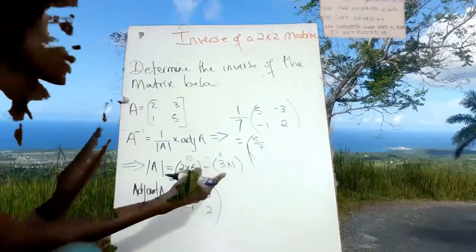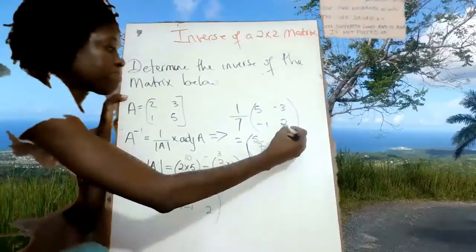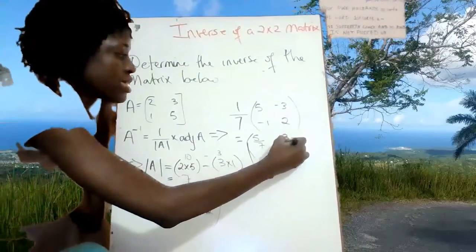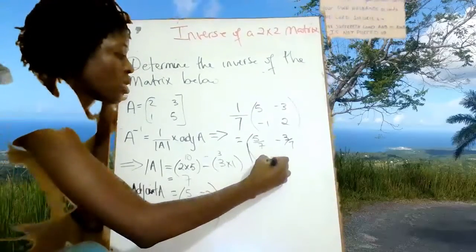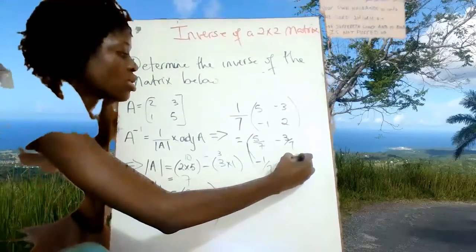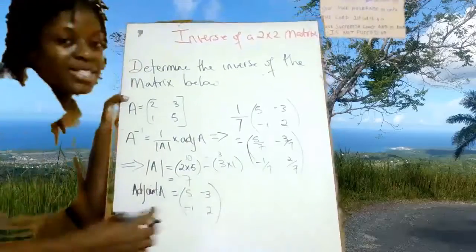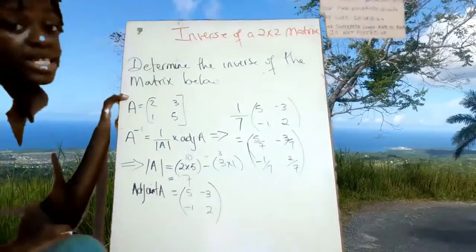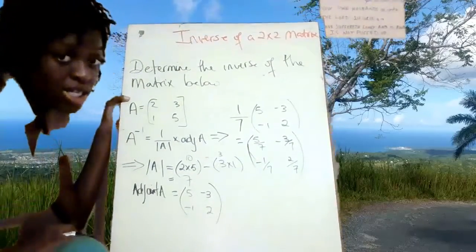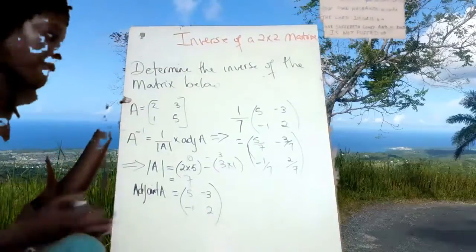So it's going to be 5/7, -3/7, -1/7, and 2/7. And that is the inverse of matrix A.